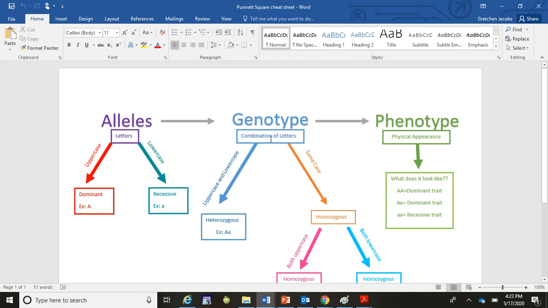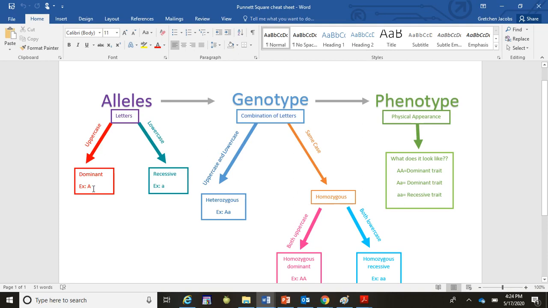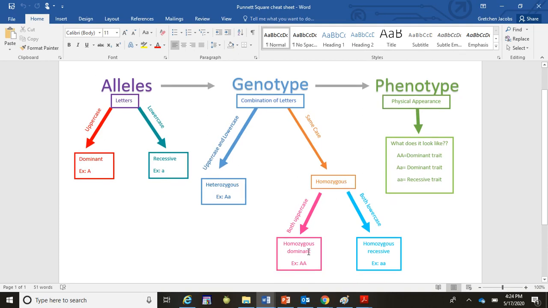So we can categorize these different letter combinations as homozygous or heterozygous. Heterozygous means you have one uppercase and one lowercase. So right off the bat, we know exactly what heterozygous is going to look like because it means you have hetero, different, so 2 different alleles. Homozygous, we need to know, are there 2 uppercase alleles or 2 lowercase alleles? So we have to designate either homozygous dominant or homozygous recessive.